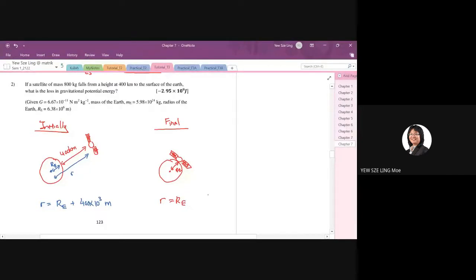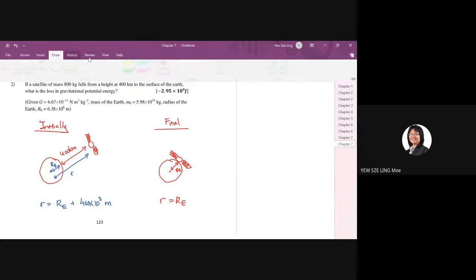So we have two different r, one for the initial position and one for the final position. It is always a good idea to sketch a simple diagram so that you can see what information is given, so that you can see whether you're using the right information in your calculations or not. So now the question is asking for the loss in gravitational potential energy.